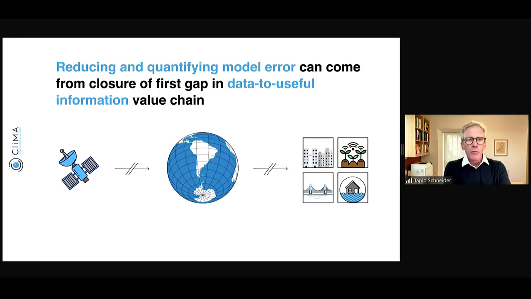I want to talk a few minutes about model error. I think they can be reduced. They are dominating on timescales of 20 to 40 years or so. That I think is, for adaptation decisions, the key timescale.